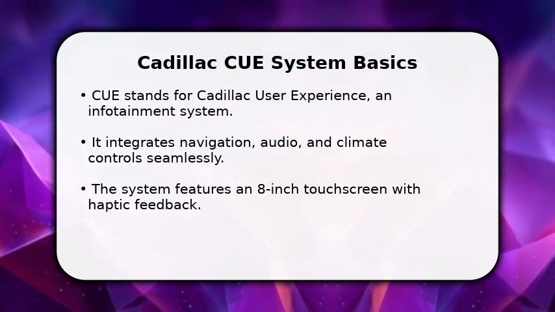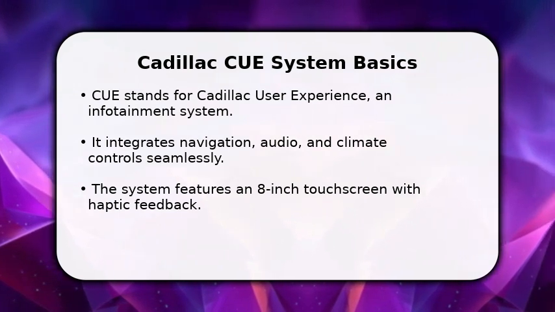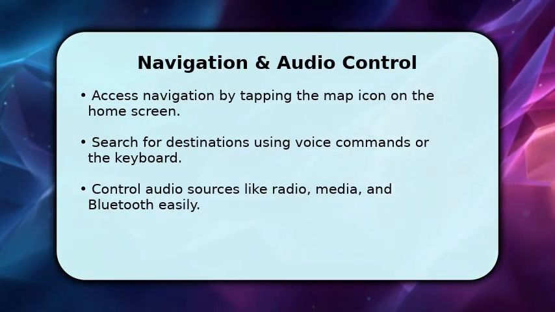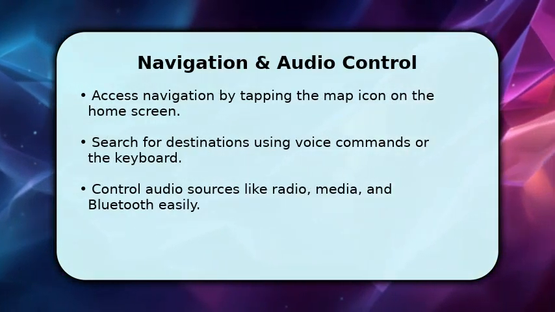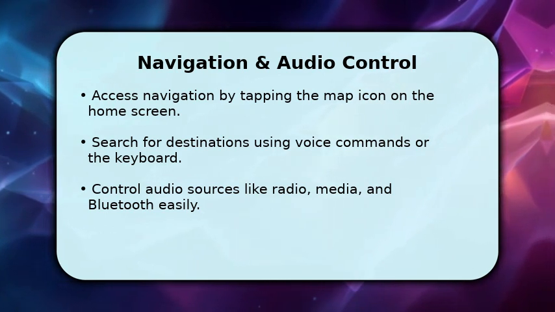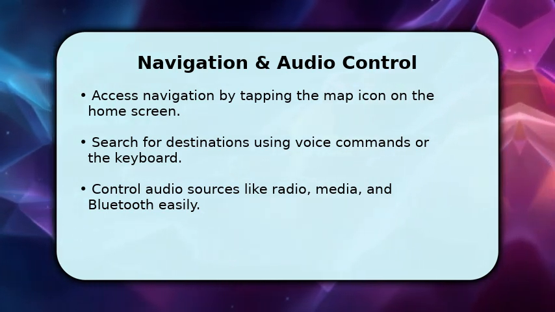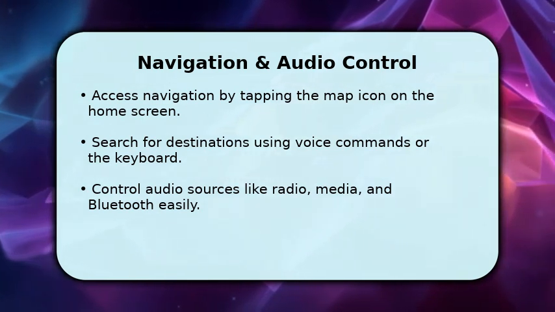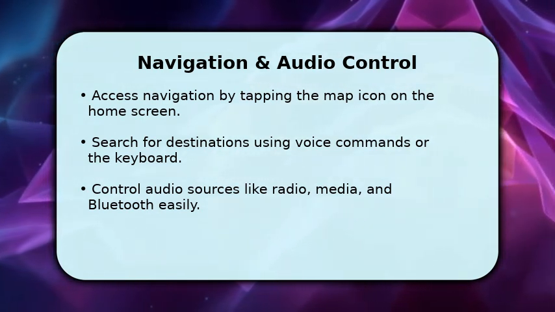We'll cover how to access key features like navigation, audio, and climate control. Navigating to your destination is simple with Cue. Just tap the map icon on the home screen to bring up the navigation interface. You can input addresses using the on-screen keyboard, or, for added convenience, use voice commands to speak your destination.